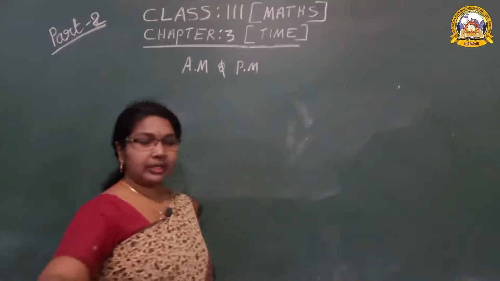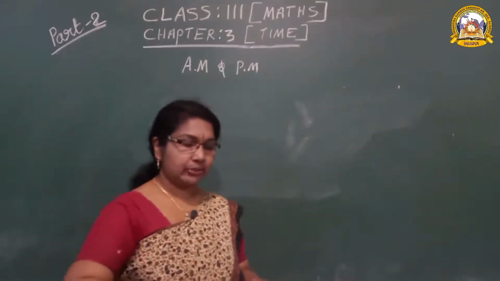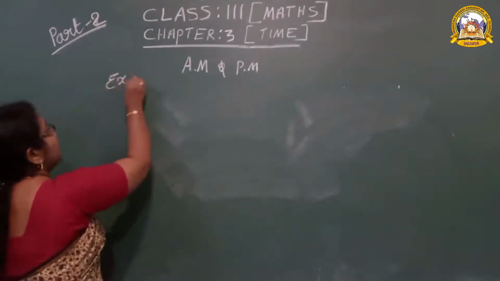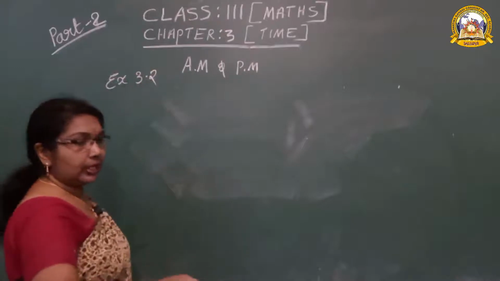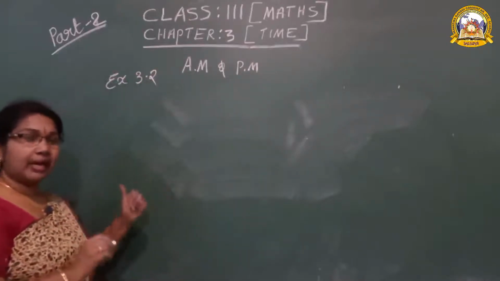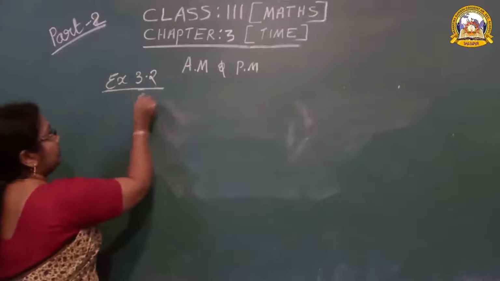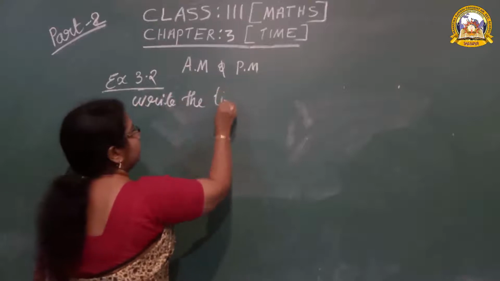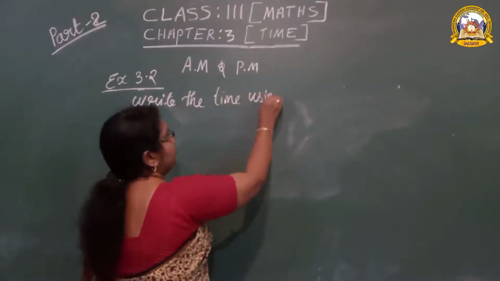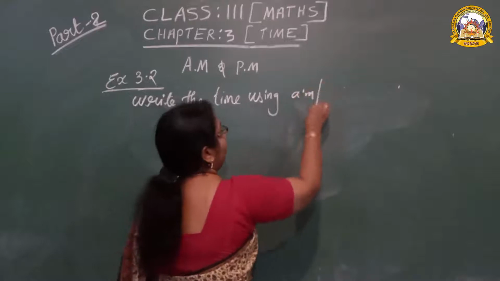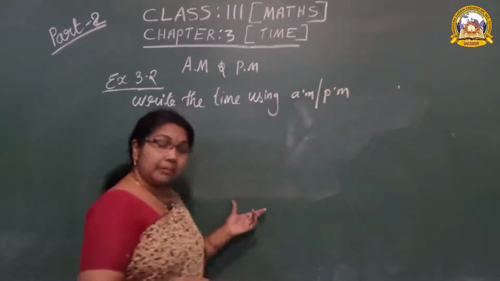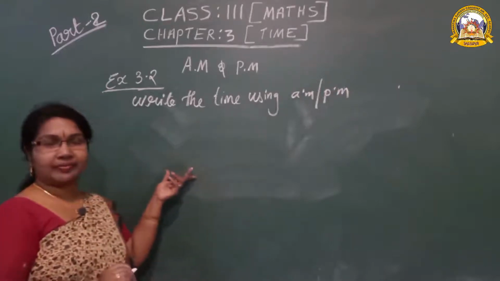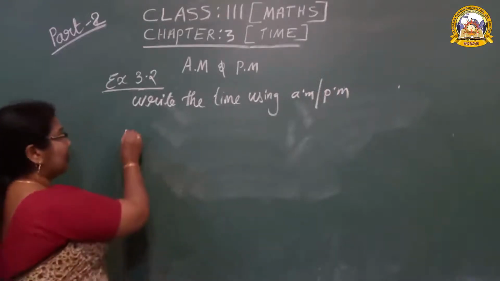Okay. Now look here. Exercise 3.2. Write the time using AM or PM. You have to write the time and AM or PM along with the time. 6 o'clock in the morning. First question.